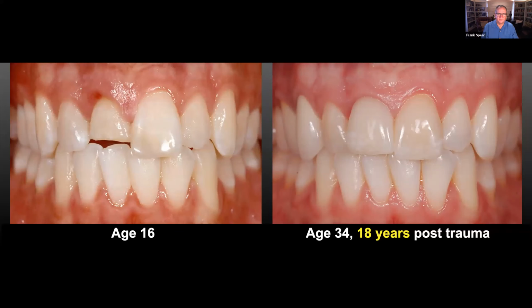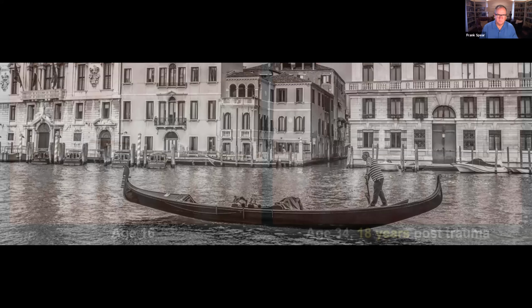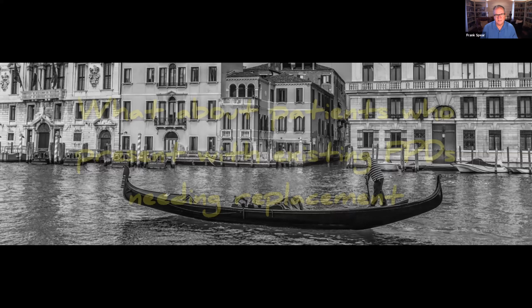All right, so now we're going to get into one of the interesting areas of treatment planning, and that is, what if we have patients that come in with existing FPDs and we're trying to decide, do we do another FPD, or in fact, do we convert the FPD, place implants, and do all single units? And so we'll talk about patients that present with existing FPDs that need replacement, typically for aesthetic reasons.